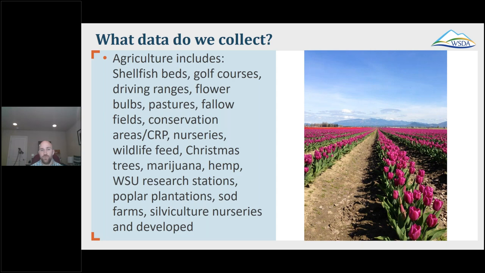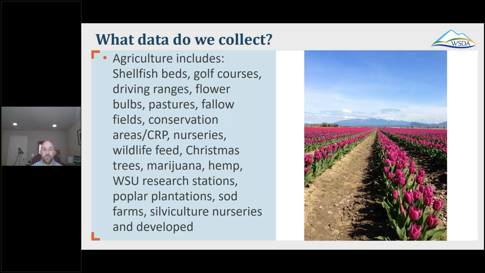And so we do survey for CRP lands. We also map conservation areas. What we mean by that is, if we have a field near a stream in Western Washington, and the landowner has decided to increase the riparian buffer around that stream, and has taken some of his land out of production with tree plantings, and now it's permanently out of production for agriculture, we do try to map those stream buffers.